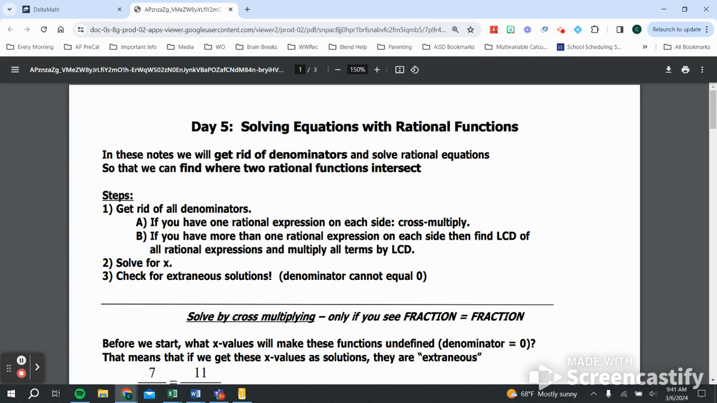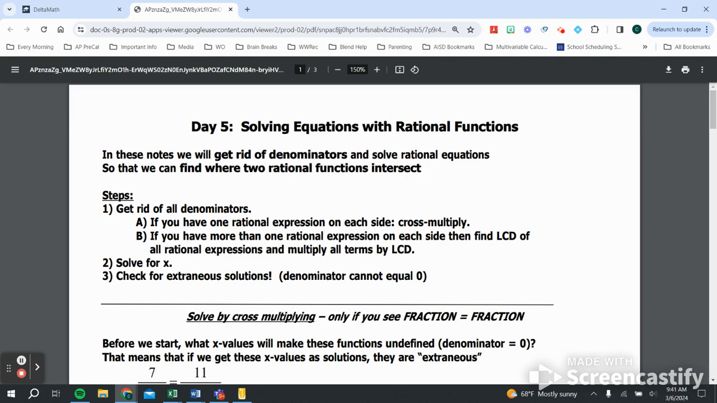Just like with basic equations, when we're solving multi-step equations, anytime we have a fraction, we like to get rid of those denominators. So we have two ways that we can do this. A, if you have one rational expression on each side, so you have a fraction equal to a fraction, this is something you've seen since middle school, where we cross multiply to solve.